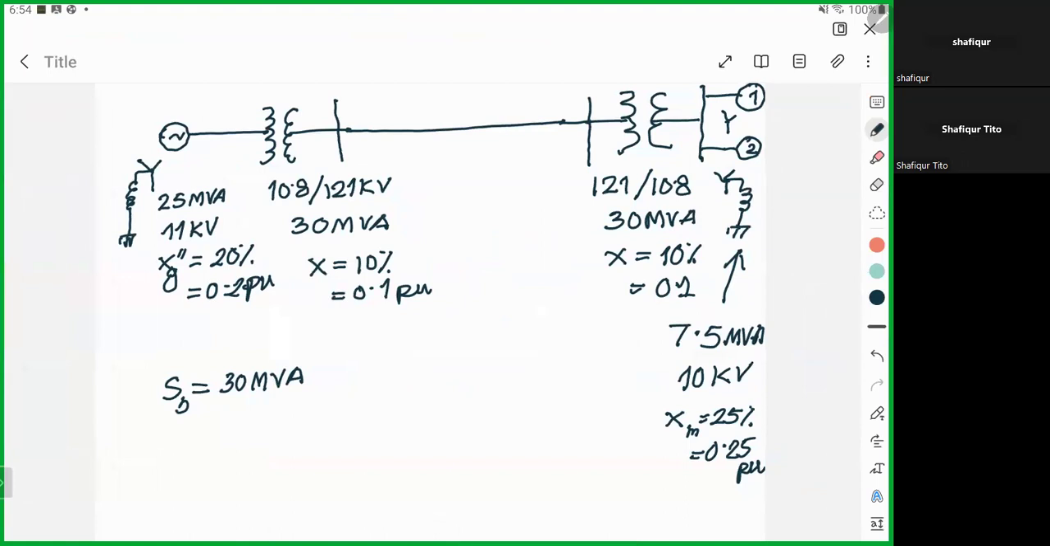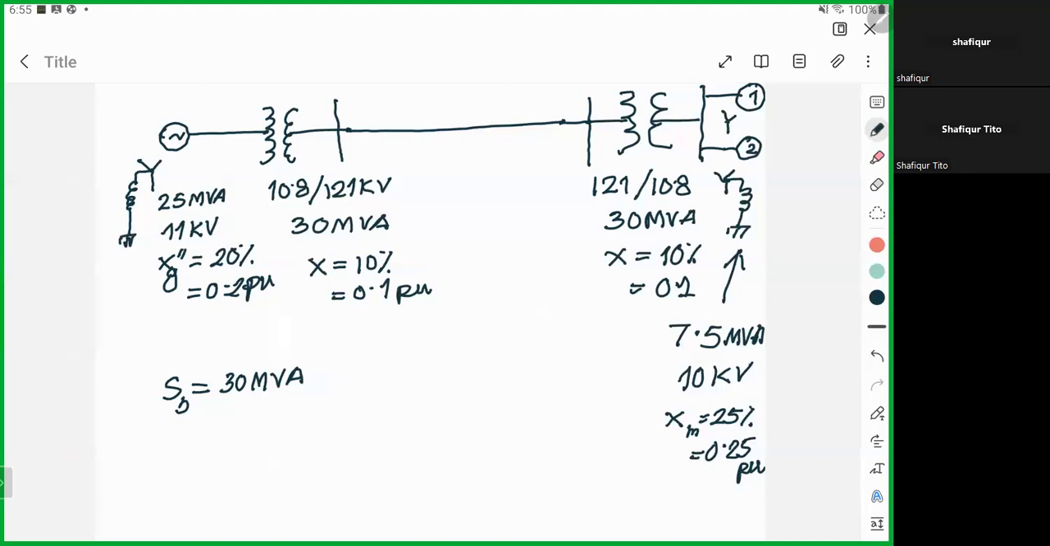Overall, we will learn how to perform the per unit calculation of a network. So this SB is 30 MVA, so we will take the base as 30 MVA.